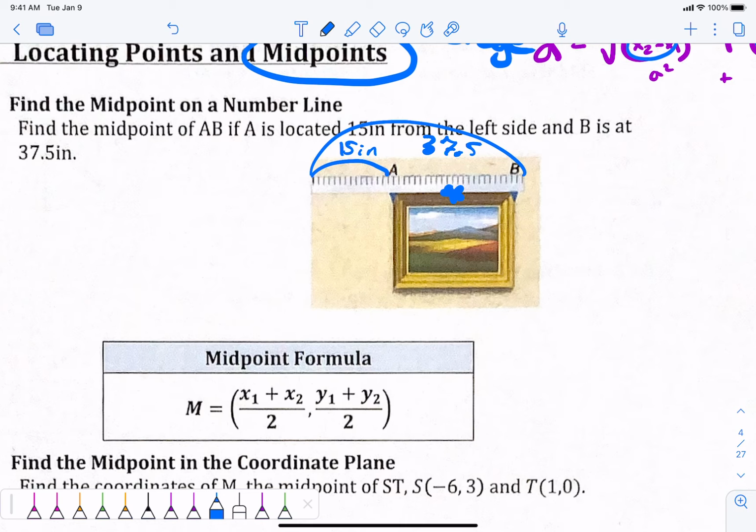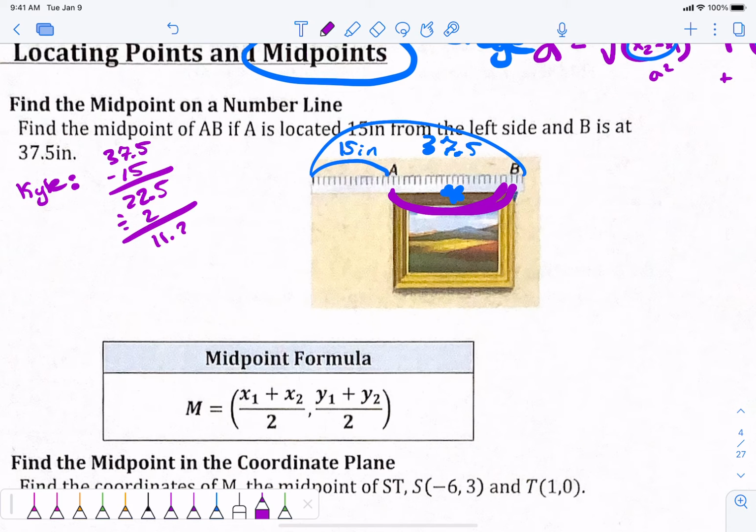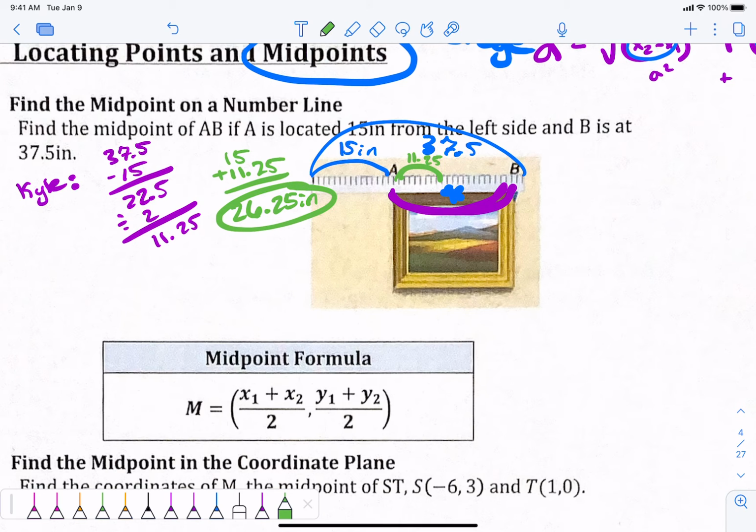Okay? So this is Kyle's. I'm going to put Kyle off to the side over here. This was Kyle's strategy, and you can write this down. He said, okay, if that's 15 inches and that's 37.5 inches, we're going to subtract the 2, right? 37.5 minus 15 is 22.5. So that means the distance from here to here is 22.5. And then you would divide it by 2, which is 11.25. And so then you can add 11.25 to the 15, and that will give you exactly the middle, which is 26.25 inches. Does that make sense? That's kind of a strategy that you could use, okay?